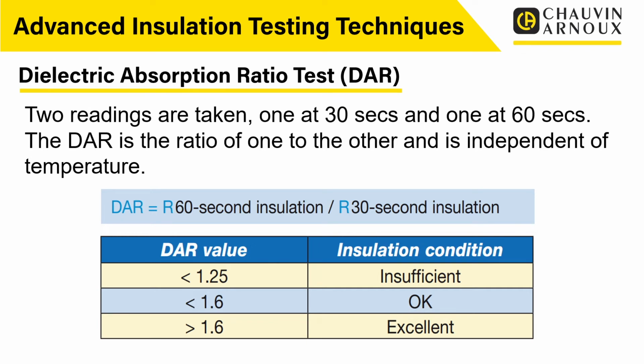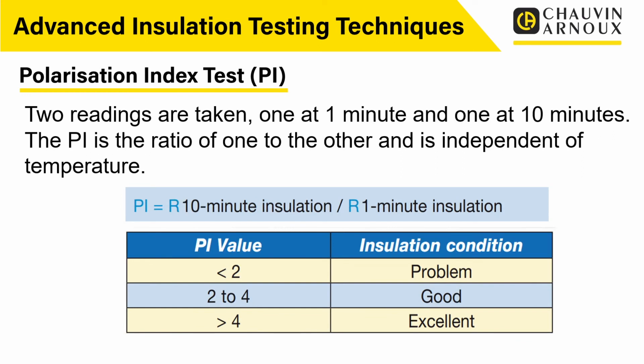If we're talking about chunkier insulation and higher test voltages, then the DAR test might not be long enough for you to actually see what happens. You can always carry out the test and see what it tells you. But again, sometimes you may need a longer test period to get a better idea. And that's where the next test comes in, which is the polarization index test, or PI test.